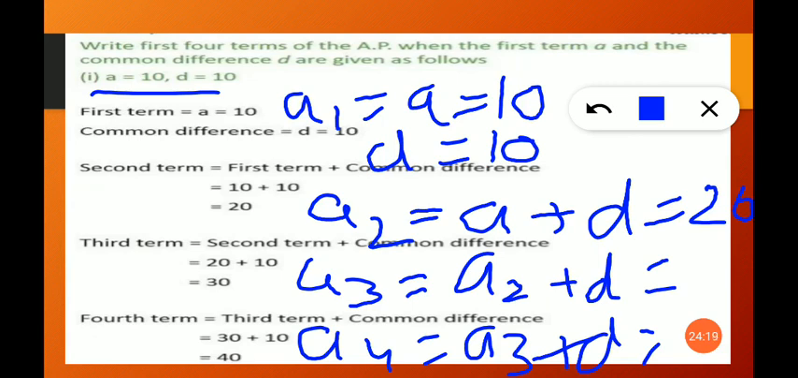I hope you have understood the concepts and you can solve a few small questions like this related to AP. So you try to complete exercise 5.1. A few of the questions which I have solved here are from that exercise only. You can take help of it while solving the questions.